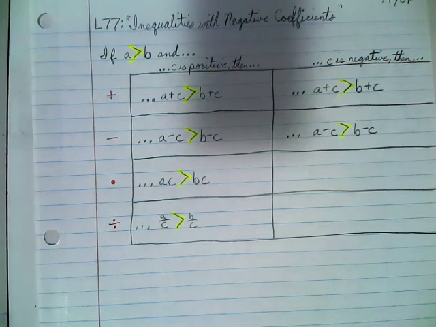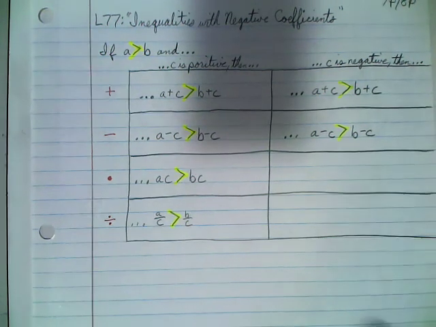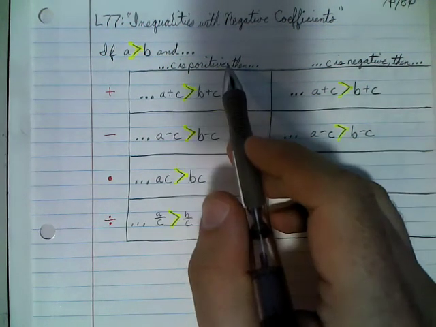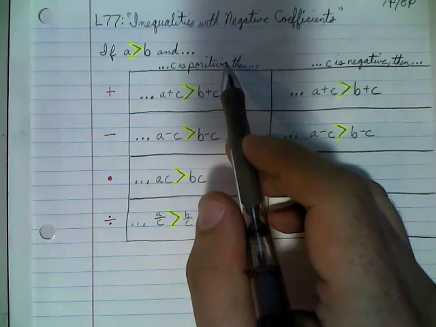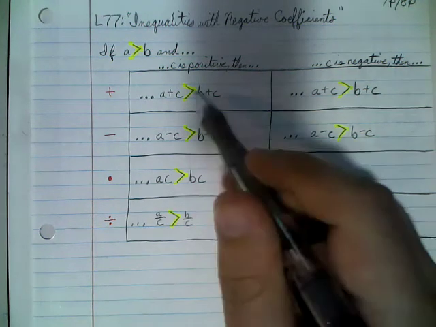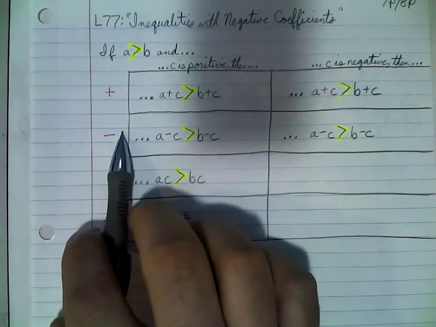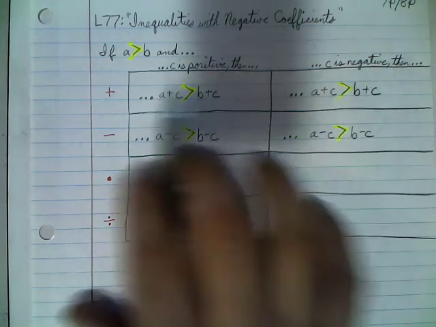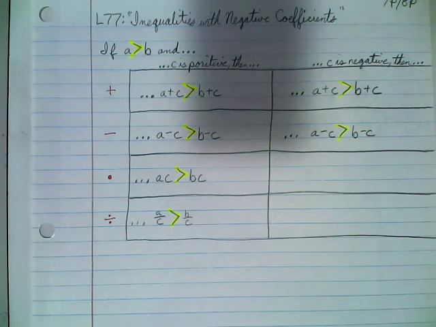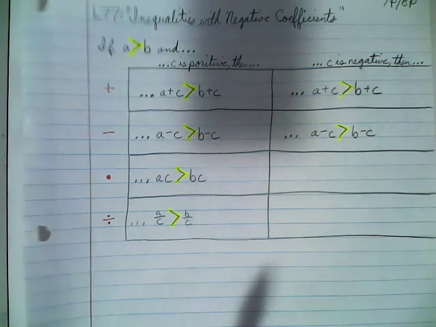So what we further see here, ladies and gentlemen, is that if C is positive, if what we're doing to both sides is positive, it has no effect on the inequality. If we're adding or subtracting on both sides, it has no effect on the inequality. Now let's take a look at multiplication.